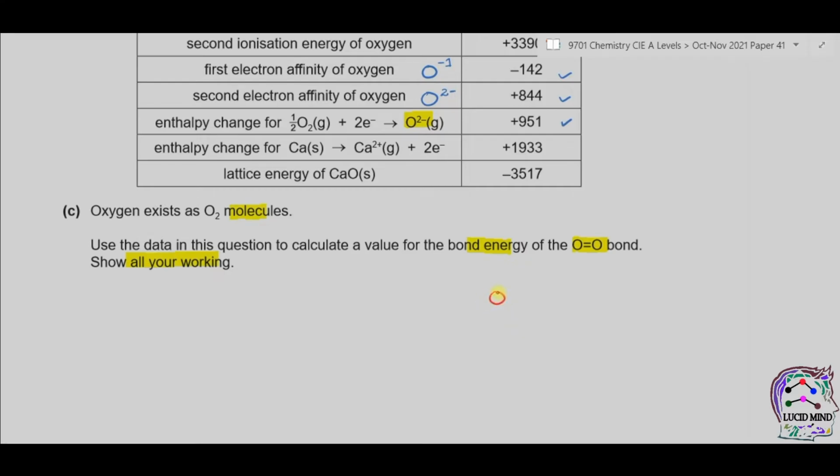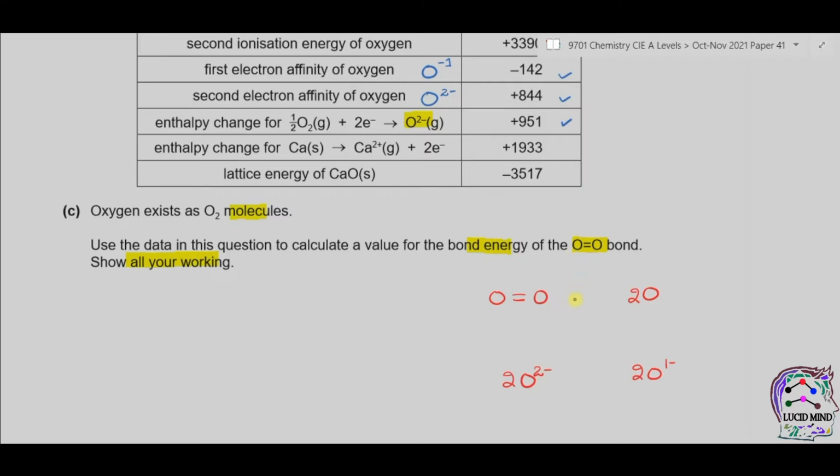Let's draw the cycle. We have the oxygen-oxygen double bond. The bond will be broken and it will form two atoms of oxygen. Now we can use the first electron affinity of oxygen, so the oxygen atom will be converted into an O- ion, and with second electron affinity O- will be converted into an O2- ion. We also have the direct enthalpy change from oxygen molecule to O2-, which is given.